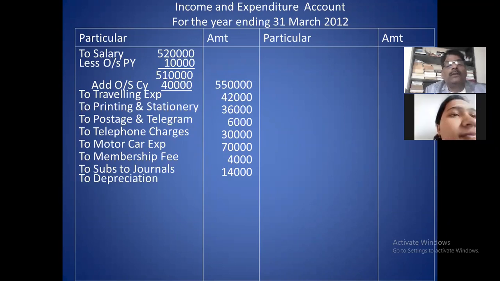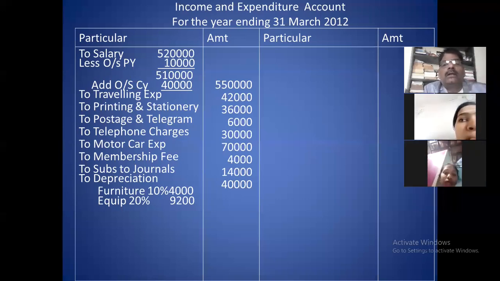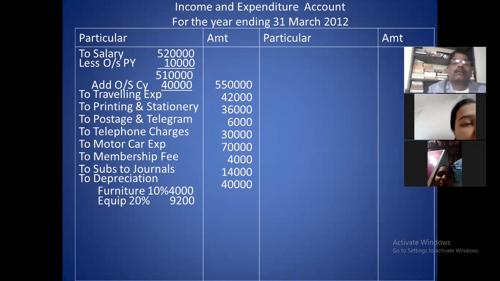Okay. Depreciation. Total depreciation 40,000. Furniture 10%, 4,000. And equipment you have to calculate separately. On the opening balance, you calculate 20%: 30,000 into 20%, 6,000. On the opening balance, 6,000 depreciation. On purchase, 3,200. Total it is 9,200 depreciation.